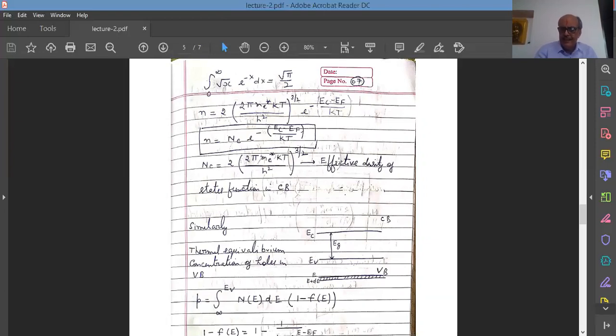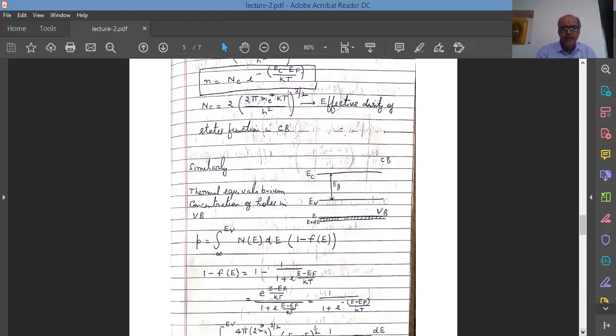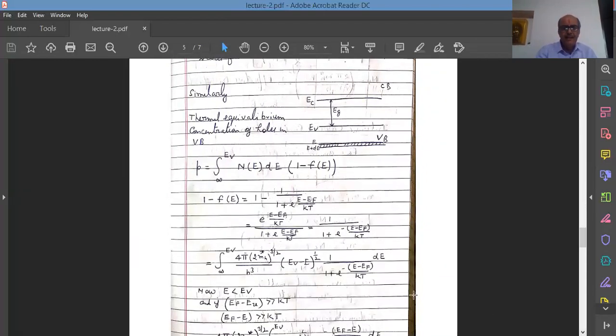If you understand the derivation of n, on a similar footing we can divide the energy range from Ev to minus infinity into small intervals, and we take an interval between E and E plus dE. You know the density of states function for the valence band, so Ne into dE, where Ne here will be equal to 4 pi (2 mh star) to the power 3 by 2 divided by h cube into (Ev minus E) to the power of half.